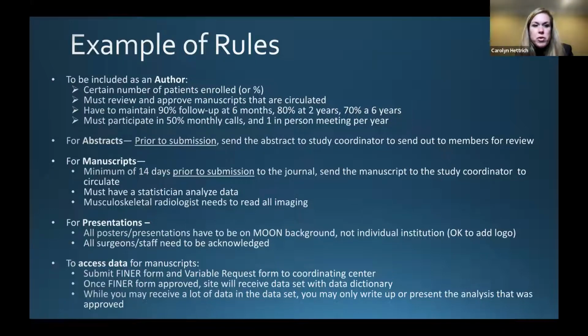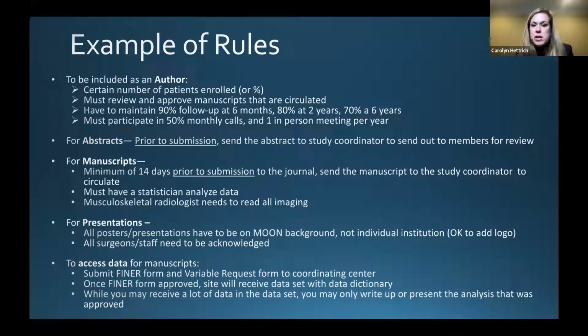And these are some of our rules for Moon instability. For authorship, they have to enroll a certain number of patients. You have to review and approve the manuscripts. That's required by the journals, and just makes sense. You have to maintain a certain amount of follow-up. You have to participate in half of the monthly calls and at least one in-person meeting per year.